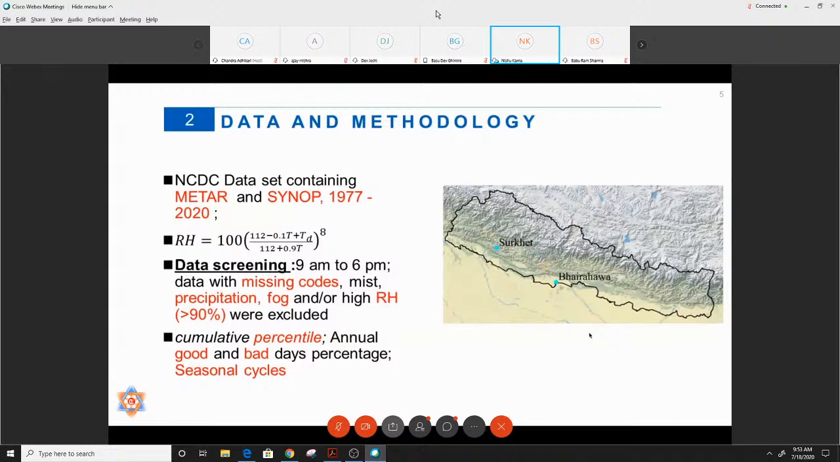I have used very authentic, quality controlled historical data from NCDC. This data consists of two types of data, which have different standards of measurement, meters and SYNOP, and the data covers a 43 year period. Then, very rigorous data cleaning and screening methods were used. Each screening method has its own significance. Two different approaches, computation of cumulative percentile and annual good and bad days percentage, were used to see the long-term trend in visibility.